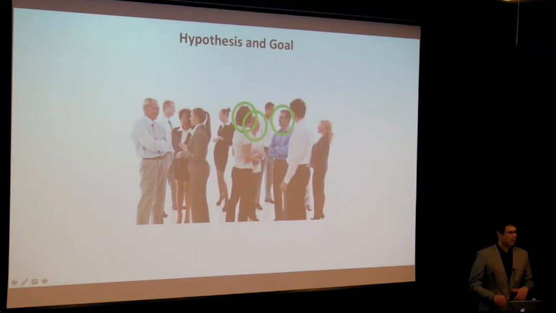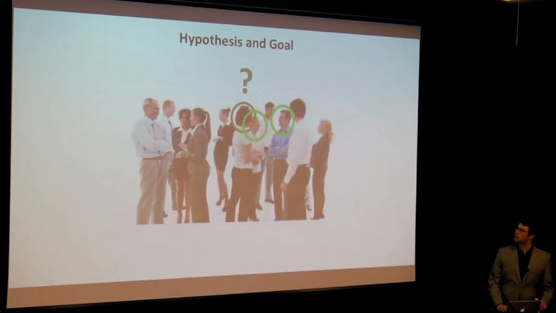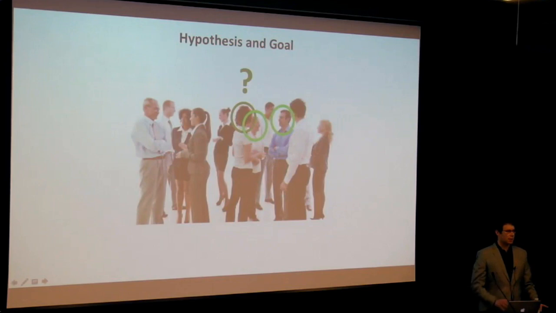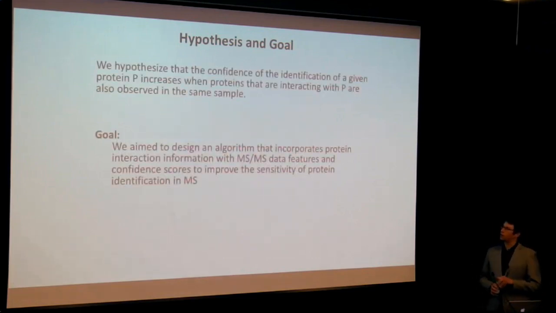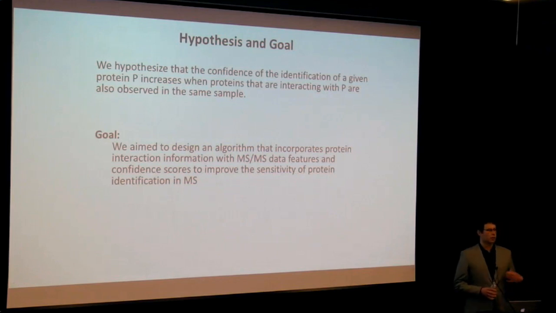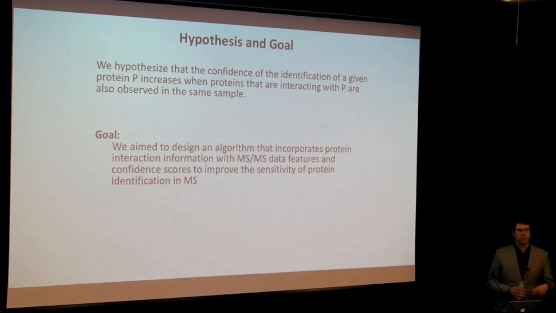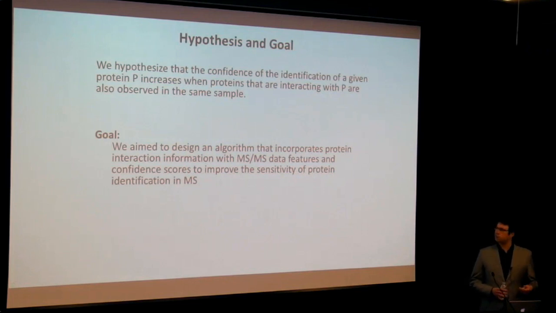So obviously, in that example, Karen is the protein that we're trying to identify. We're not too sure if the identification of the protein that we have in our sample is correct. But if we look around in our sample and we see known interactors of that protein, then that should boost our confidence that the protein that we were looking at is indeed a correct identification. And so our goal was actually to design an algorithm that would incorporate this protein interaction information with mass spectrometry data and confidence scores that come from database search in order to improve the sensitivity of the mass spectrometry analysis.